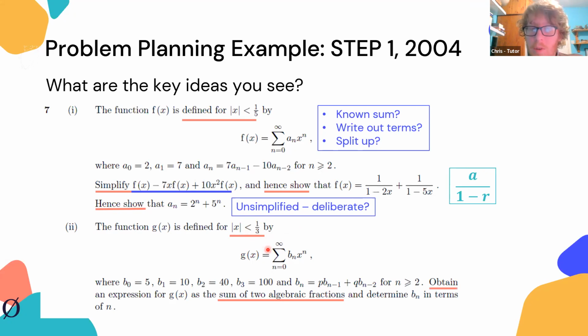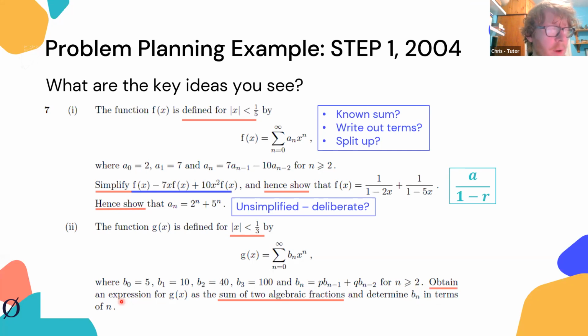It just means in the similar form to f of x in part 1. So an algebraic fraction is just one polynomial function over another. And 1 over 1 minus 2x counts, for instance. So it's meant to have a form similar to f of x. And it says determine bn in terms of n. So we're expecting to get probably something like the formula for an, just maybe with different numbers. So maybe something with some powers.